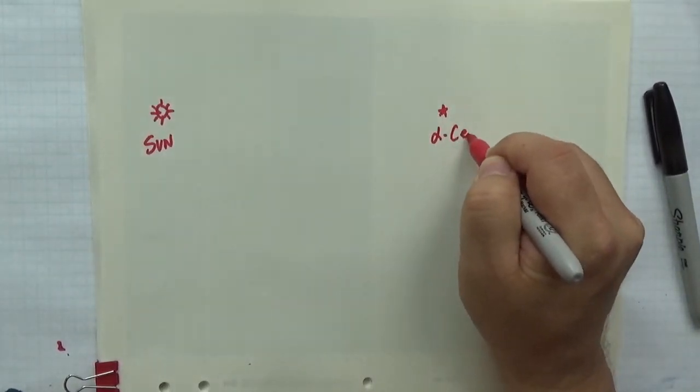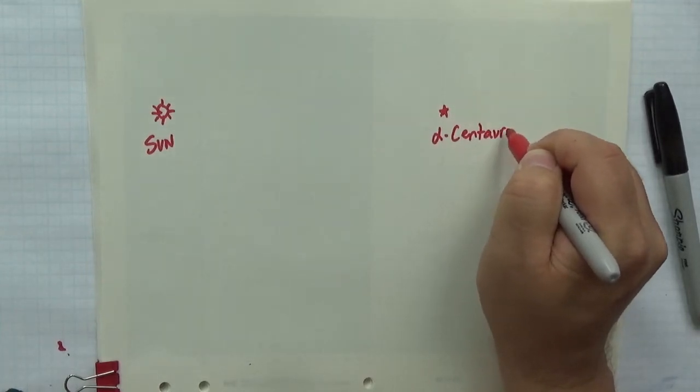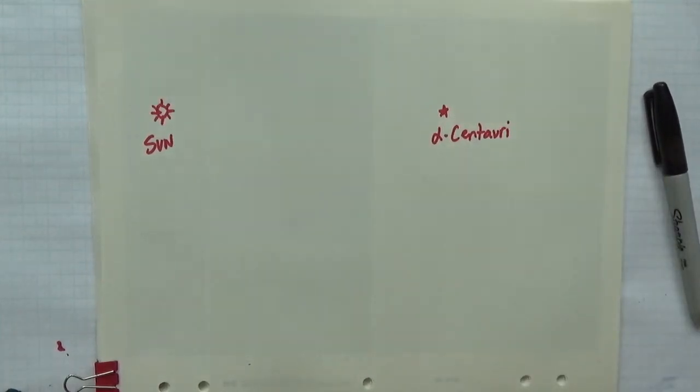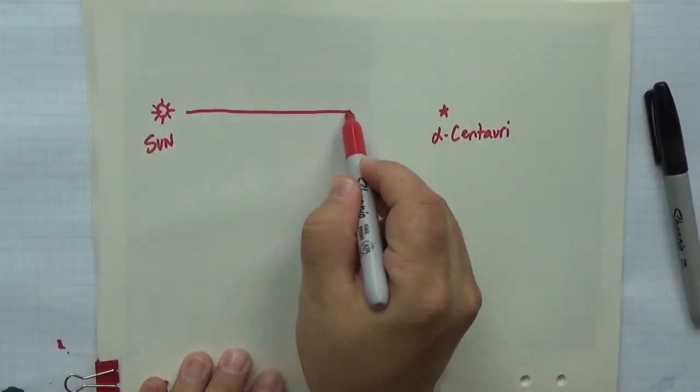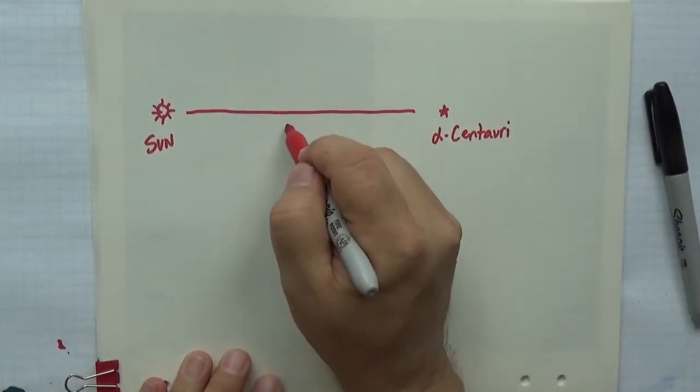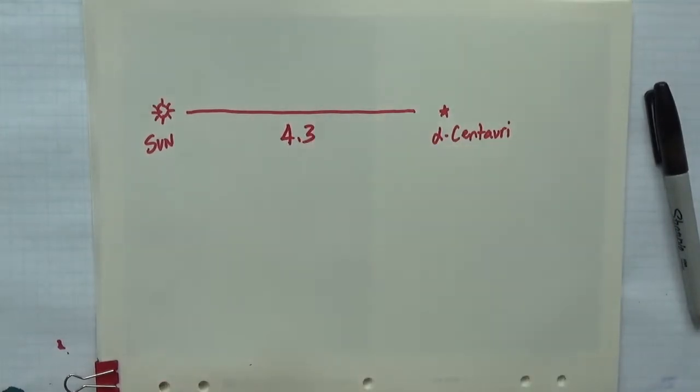Centauri, which is the nearest star to the sun, as an example. And I could make the statement that Alpha Centauri is 4.3 from the sun. Okay, what does that mean? 4.3 what? If you don't have a unit, you don't have any idea what I'm talking about.